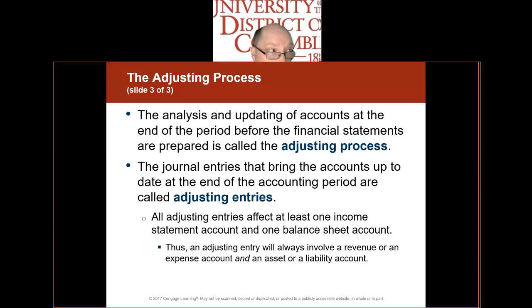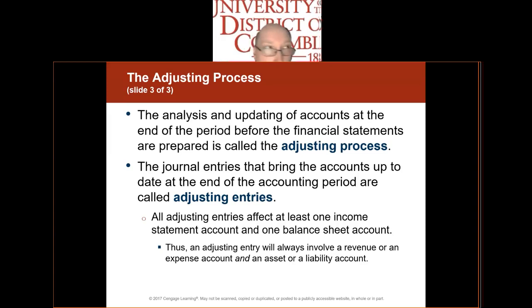So again, for example, I'm taking it from unearned revenue to earned revenue. So how am I doing that? I'm going to debit unearned revenue to decrease the unearned revenue account, and I'm going to credit revenue to represent the increase in my revenue. So therefore I'm taking it from unearned to earned. That is an adjusting entry that I would make.